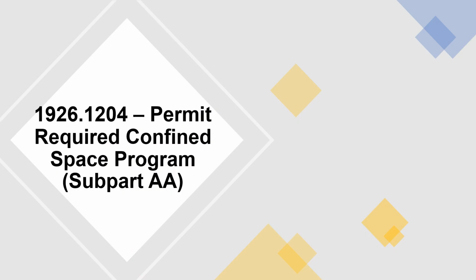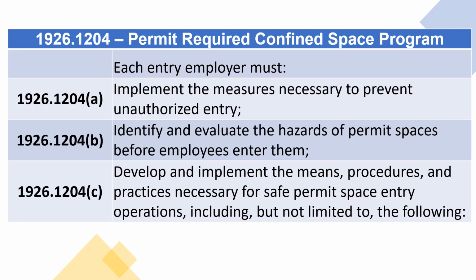1926.1204 Permit-required confined space program. Each entry employer must: 1926.1204(a). Implement the measures necessary to prevent unauthorized entry. 1926.1204(b). Identify and evaluate the hazards of permit spaces before employees enter them. 1926.1204(c). Develop and implement the means, procedures, and practices necessary for safe permit space entry operations, including, but not limited to, the following.